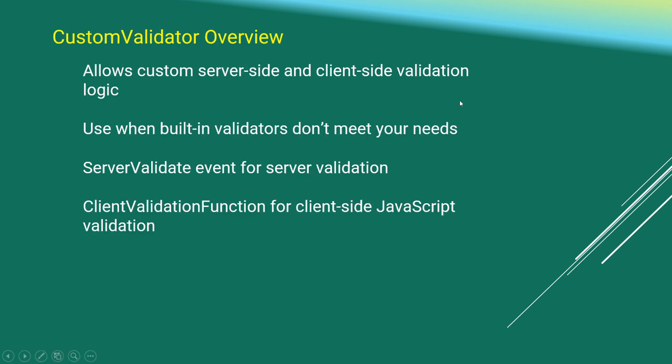Sometimes built-in validators are not enough for your unique validation rules. The custom validator control lets you write your own validation logic both on the server and the client side, giving you full flexibility. You handle the server validate event to check input on the server, and you can write JavaScript functions for instant client side feedback.